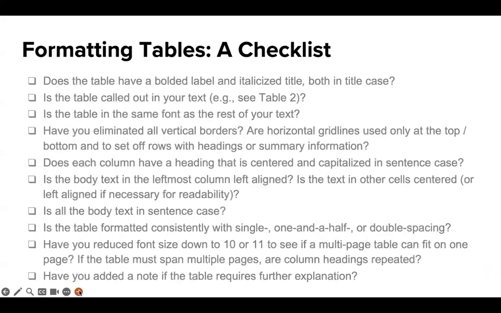So here's our fun checklist for formatting tables. Does the table have a bolded label and italicized title, both in title case? Is the table called out in your text? Is it in the same font as the rest of your text? Did you eliminate all the vertical borders? Are the horizontal grid lines only used at the top and bottom to set off rows with headings or summary information? Does each column have a heading that is centered and capitalized in sentence case? Is the body text in the leftmost column left aligned? Is the text in all the other cells centered or left aligned if necessary for readability?